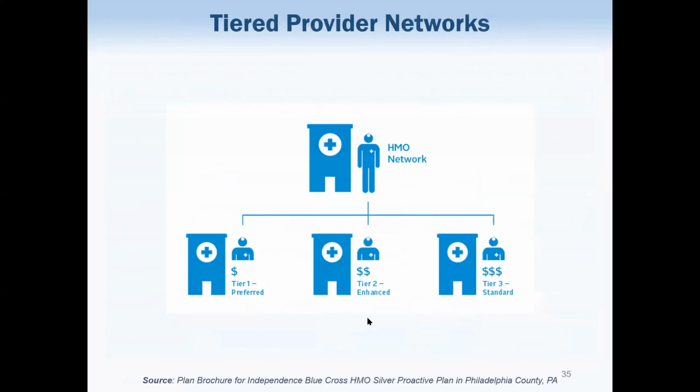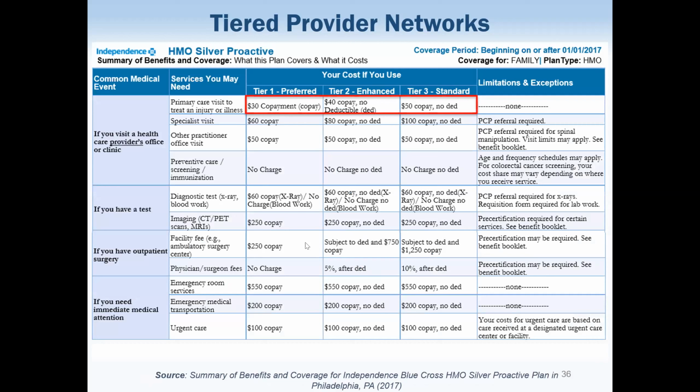Another thing we're seeing is that some carriers are slicing their networks into different tiers as well. And you pay a low copay if you go to the tier 1 level, and you pay a higher copay if you go to one of the higher tier levels. So I just want to show you how that example might impact a consumer. In this case, with the plan from Philadelphia, Pennsylvania, if they go to a primary care visit to the tier 1 provider network doctor, they pay a $30 copay, and they pay a bit more if they go to one of the higher tiers.